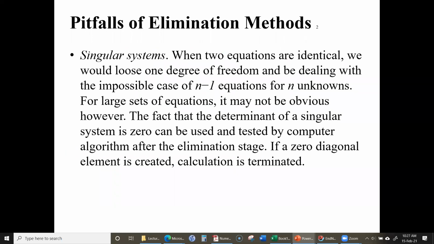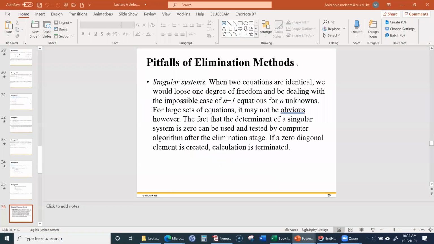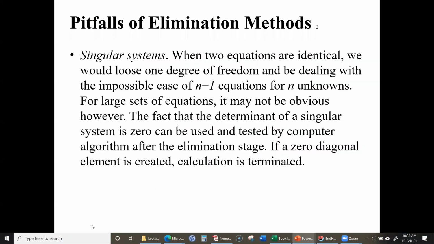Next pitfall for the elimination method is the singular systems. So when two equations are identical, we would lose 1 degree of freedom. We would lose 1 degree of freedom, and be dealing with the impossible case of n minus 1 equations, one less equation for n unknowns. So for large sets of equations, it may not be obvious.